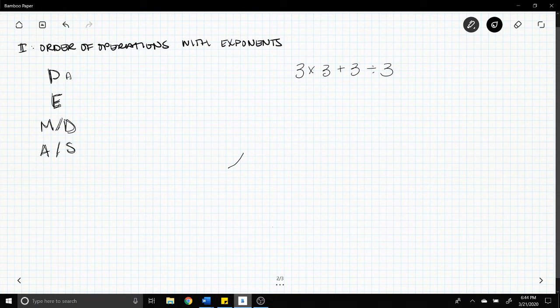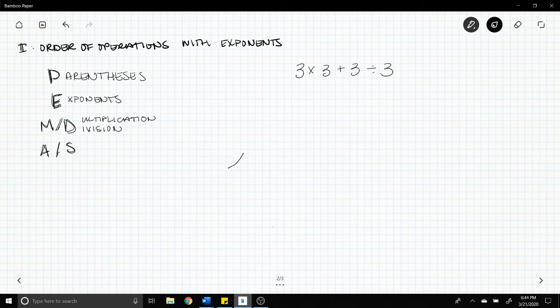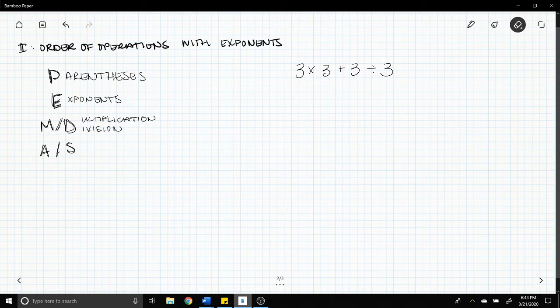So remember, P stands for parentheses. Any work in parentheses is done first. E stands for exponent, so that's what we're doing now. M and D stand for multiplication and division as they are encountered from left to right. So remember, as you're reading across the problem, whatever you see first, if it's multiplication, do that first. If it's division you see first, you do that. And then same process with addition and subtraction. You'll do whichever one you encounter first as you go from left to right.